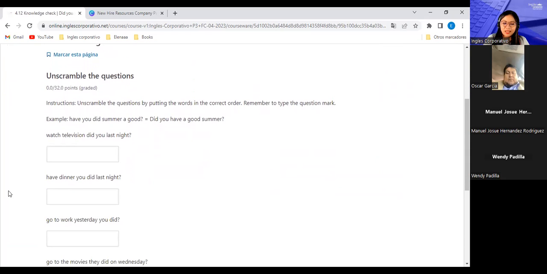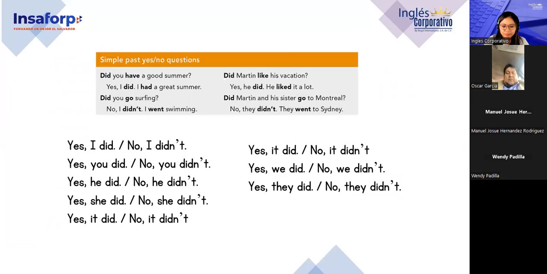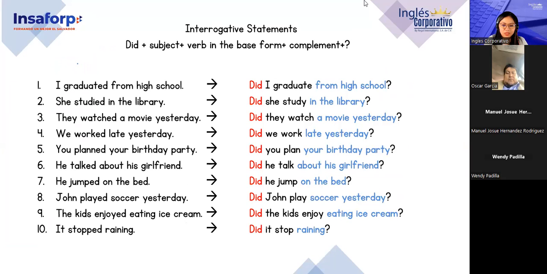Unscramble the question. Antes que usted llegara, explicábamos cuál es la fórmula para las preguntas. Veámoslo rapidito. Look at the formula that we have. Aquí está. We have the auxiliary verb, did. We have the subject, the verb in the base form, complement, and the question mark. Auxiliary verb aplica para todos los sujetos. Y de ahí solo redactamos the verb in the base form.